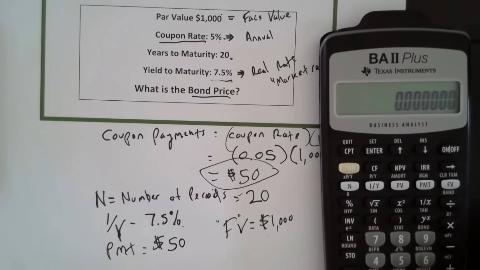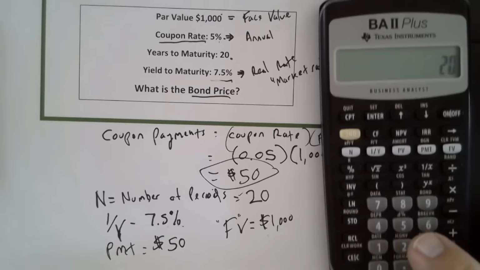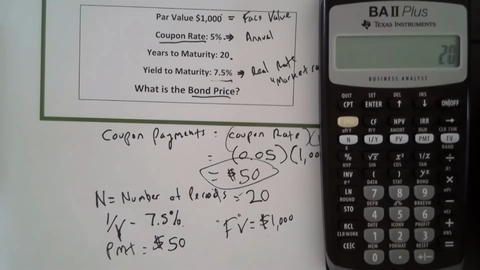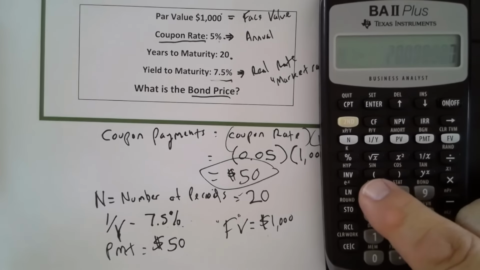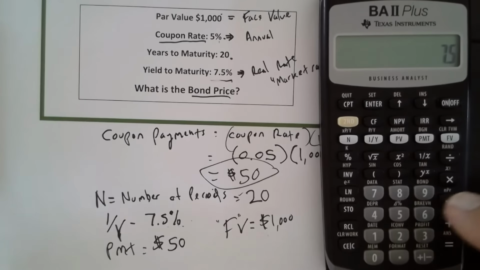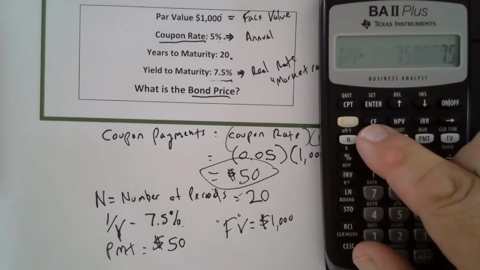So I'll start out with the n, which we said is 20, and you put the number in first, and then you hit the button, it's N. So that's the way we do it in the BA II Plus. You put the number in first, and then what it's for. Our I/Y, yield to maturity, in this case it's 7.5. And again, we don't have to convert it to a decimal. We just leave it as an interest rate.